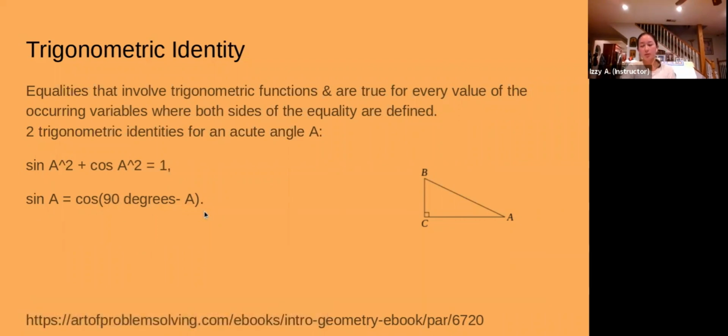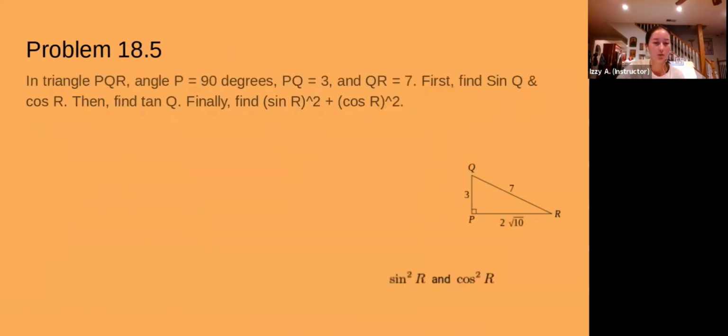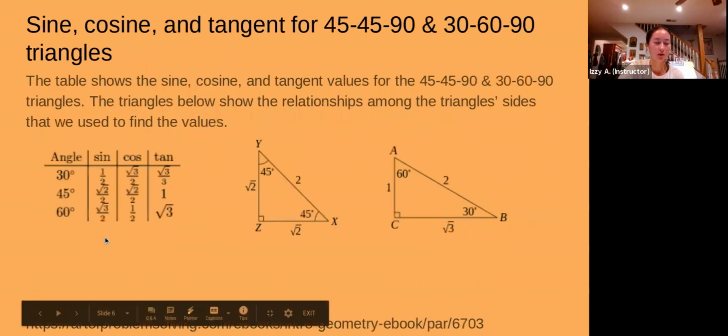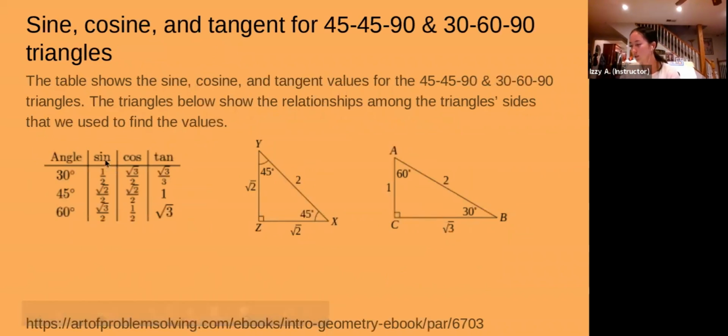And we saw this previously in the chart that we dealt with. So if we want to go back to this chart right here, let's say we had sine of 60. So sine of 60 would equal cosine of 90 degrees minus 60, which is cosine of 30. And if you look at the values, that is correct. We have square root of 3 over 2 for sine of 60, and then square root of 3 over 2 for cosine of 30.